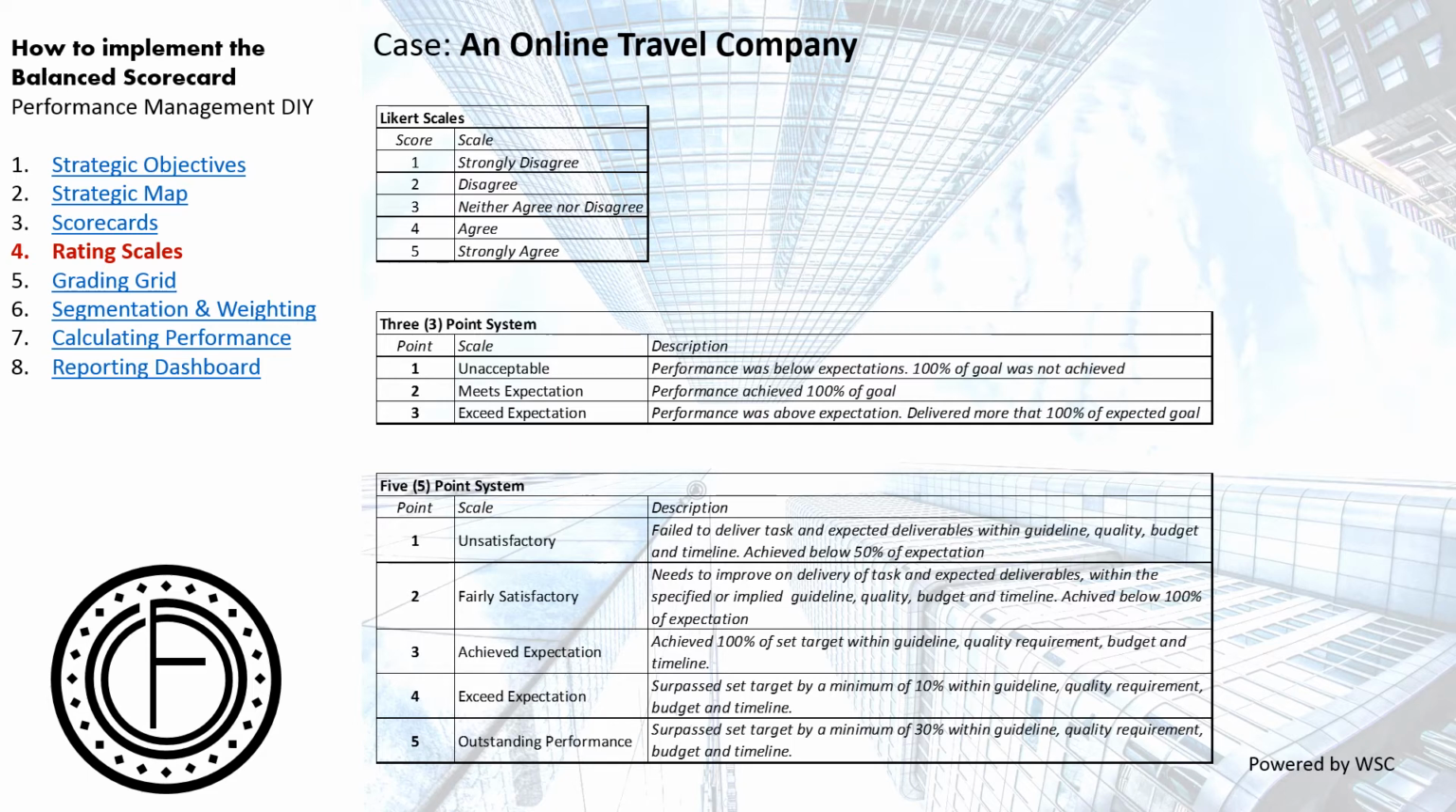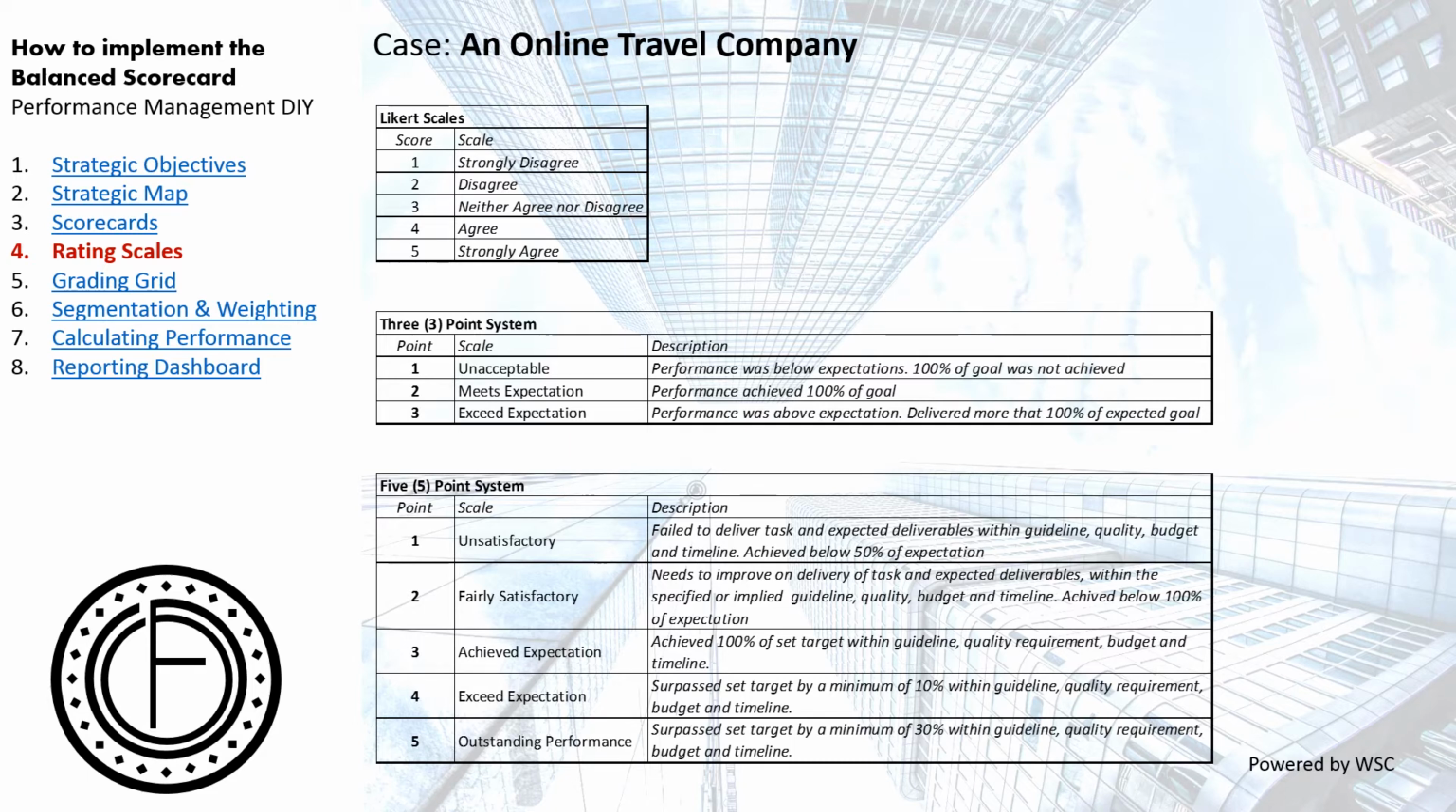So the first here is the Likert scales, which is 1, where the description is strongly disagree, and 5 is strongly agree. Now the 3-point system is 1, unacceptable, meaning the performance was below expectation, 100% of goal was not achieved, while 3 is exceed expectation, meaning performance was above expectation, delivered more than 100% of expected goals. That's a 3-point system. Then you now have a 5-point system. 1, unsatisfactory. Unsatisfactory could be failed to deliver tasks and expected deliverables within guidelines, quality, budget, and timeline. So for this individual to be scored 1, that means the person achieved below 50% of expectation.